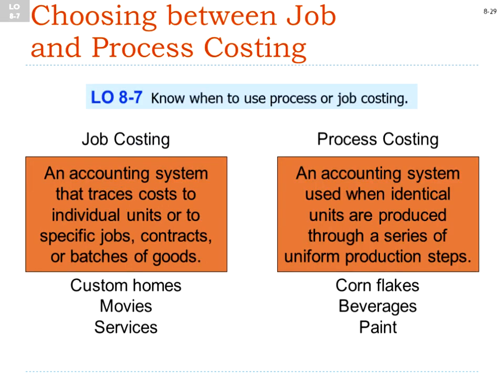This slide reiterates what we've talked about several times. You have to choose when to use job costing and when to use process costing. Job costing is good for individual or unique units or jobs or services. The examples here are custom homes, movies, and services, which would be something like accounting services or law firms.